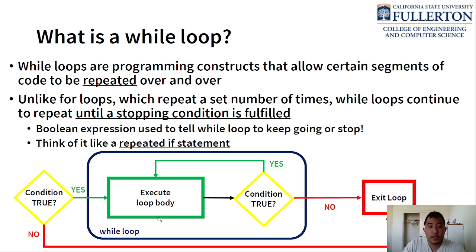After we execute that, we get to the end of the loop and check the condition again. This condition and this condition are the same. If it's still true, then we go back and execute the loop body one more time. It keeps doing this until the condition is false, and then we exit the loop.